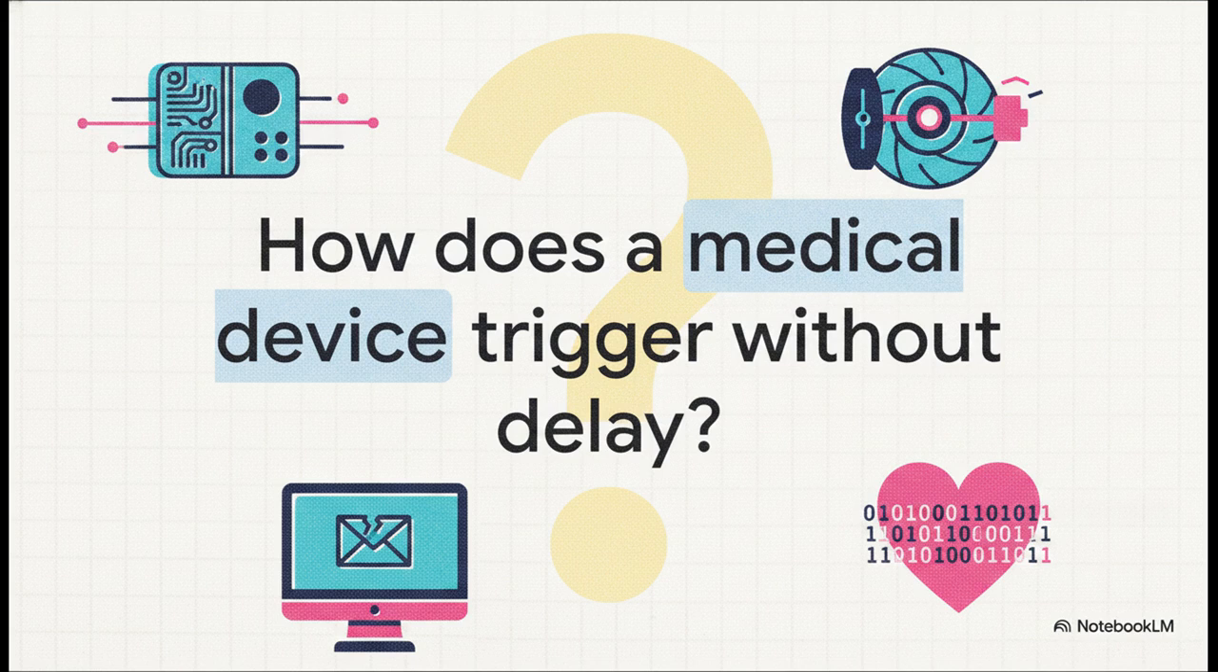Okay, let's dive into this because the stakes here are actually incredibly high. Have you ever wondered how a life-saving medical device knows exactly when to trigger without even a split second of delay? If your standard desktop computer freezes, right, you just reboot it. Maybe you lose an email, no big deal. But if a pacemaker or your car's anti-lock braking system freezes, the consequences there are literally life or death. The difference between a tiny glitch and a total catastrophe lies entirely in its firmware architecture.